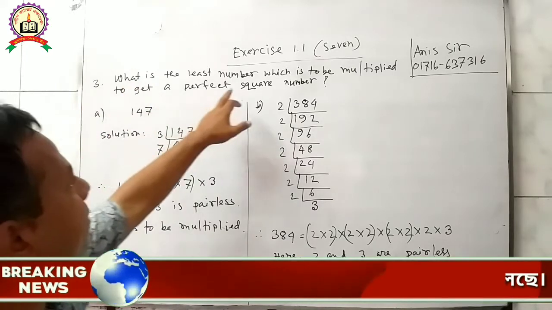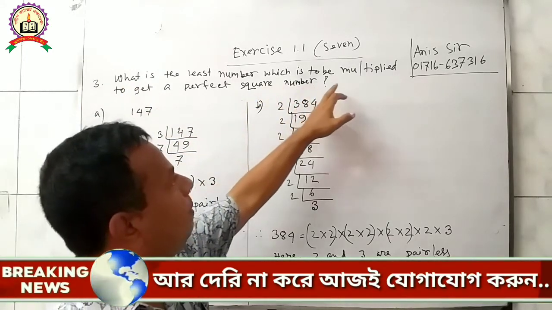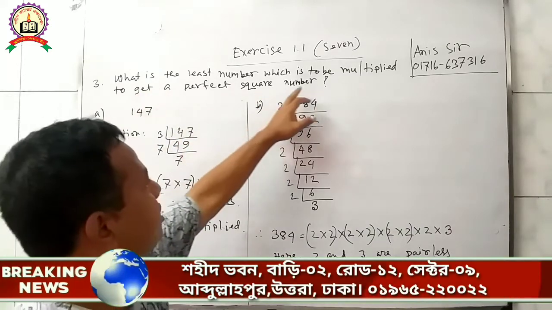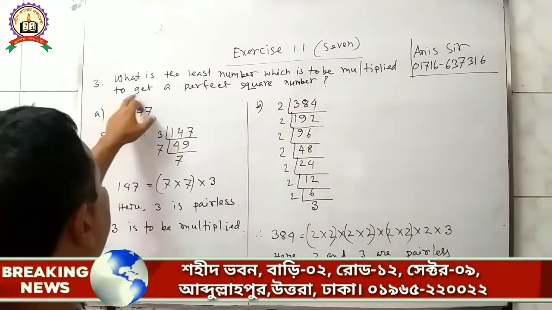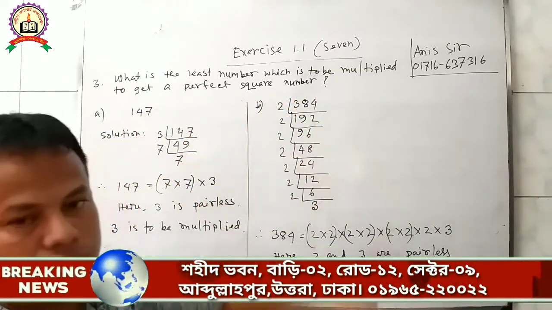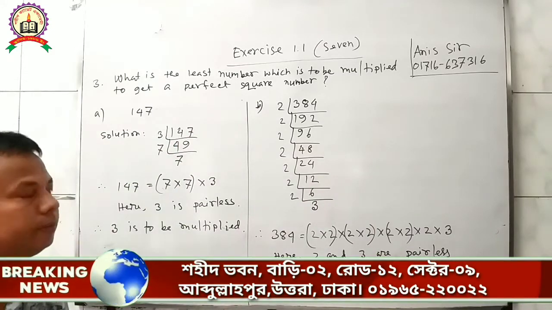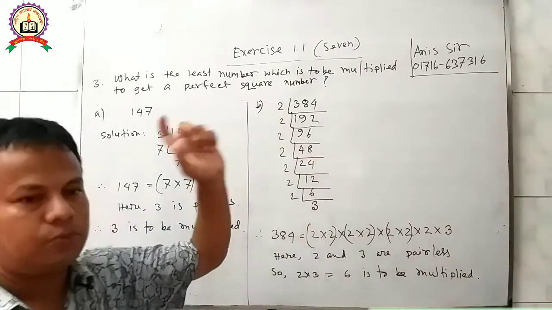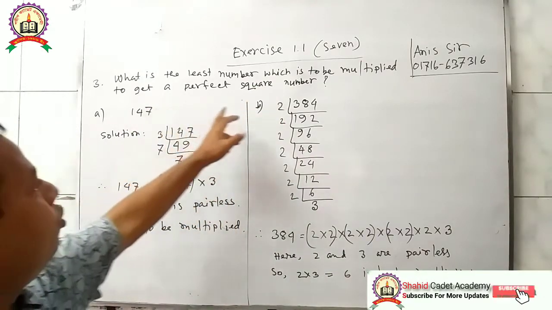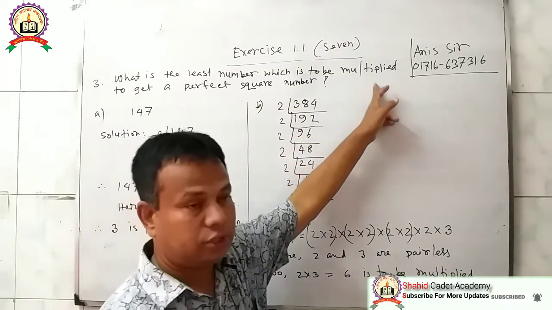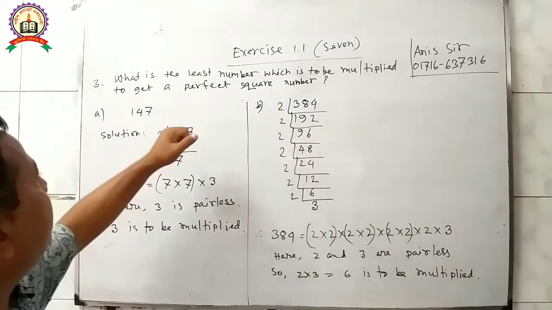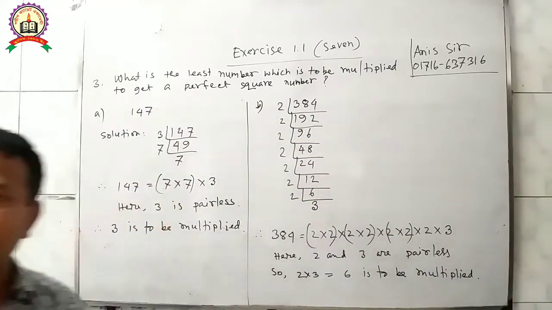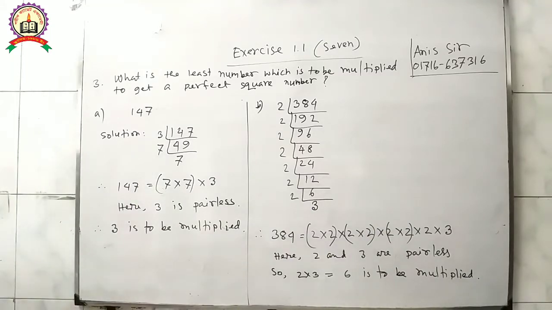What is the least number, the smallest number, which is to be multiplied to get a perfect square number, so that we can get a perfect square number?